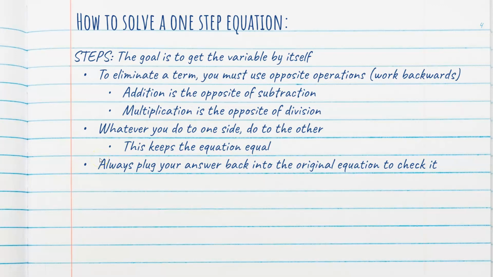Okay, so when we're solving equations, the goal is to get the variable to be by itself, because you want your answer to be x equals 7, or x equals whatever the answer is, right? So the variable has to be by itself.